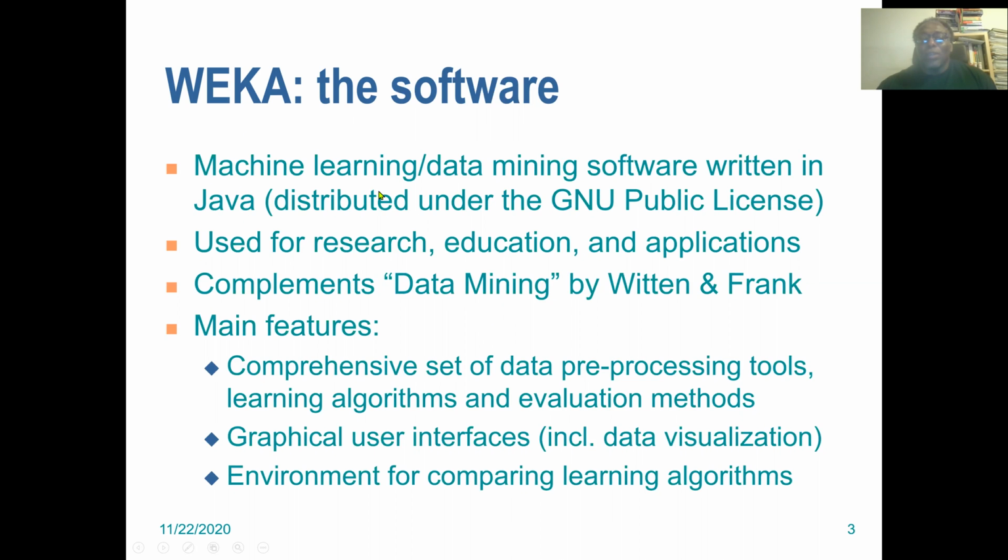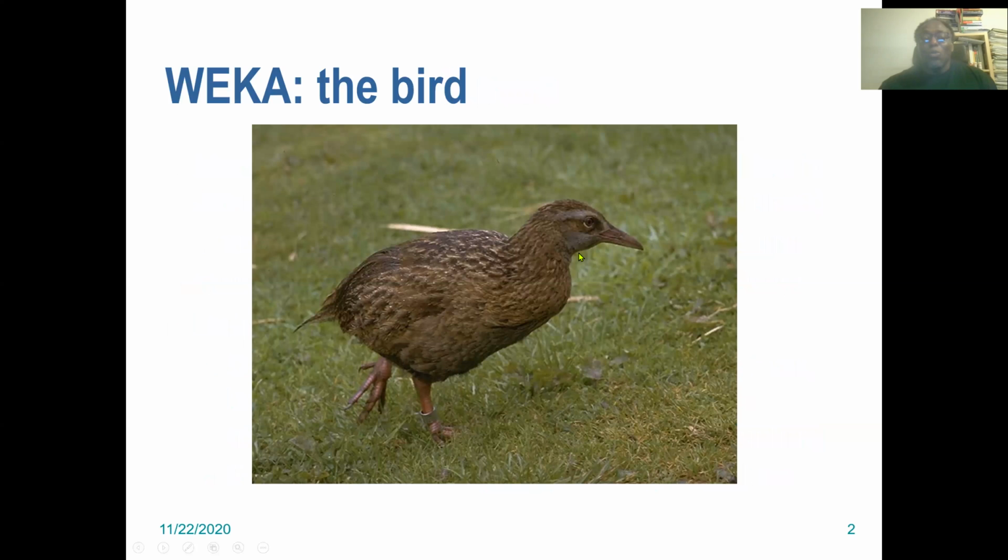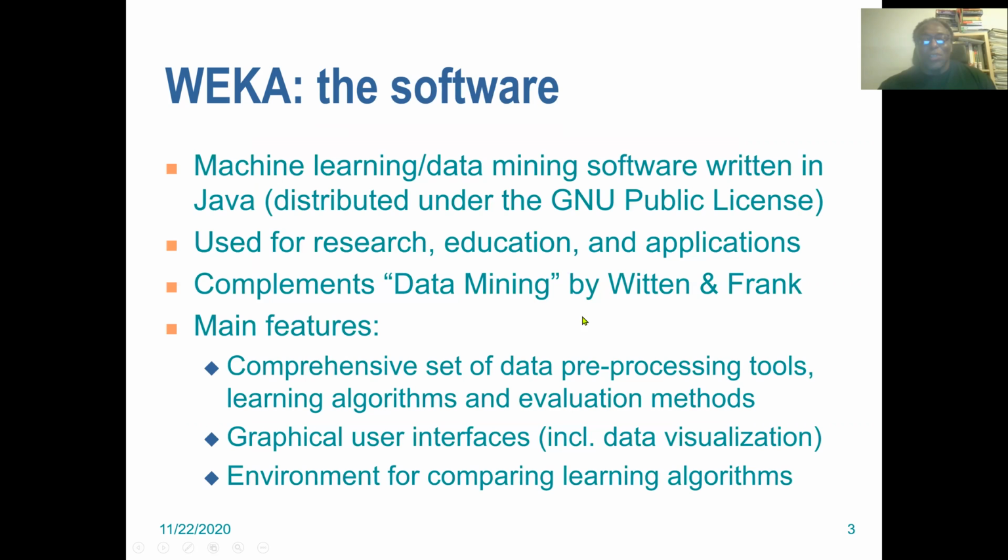So as we said, Weka is a machine learning data mining software. It's written in Java, and it's used mostly for research and education. It's free. It comes with a textbook written by the developers, Witten and Frank at the University of Waikato in New Zealand. Actually, Weka is named after a bird called the weka. Maybe I'm not getting the pronunciation right. The textbook is one of the recommended textbooks we have for the course.